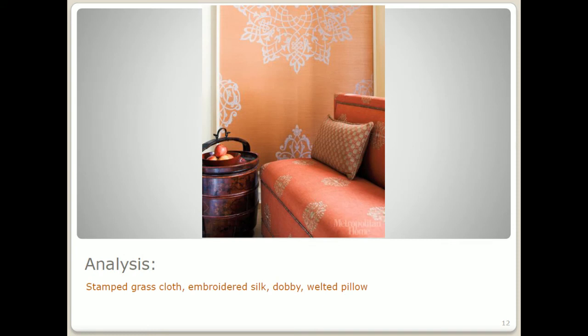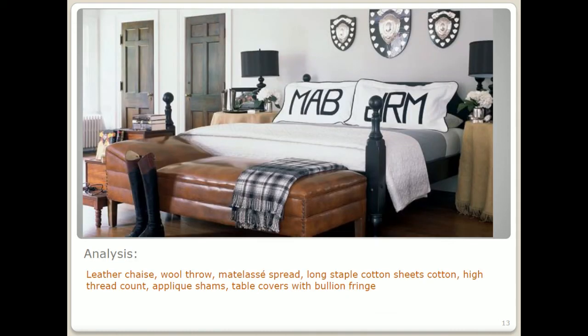So here are just a few more examples of grass cloth that's either been embroidered or stamped. Another bedding ensemble with monogram shams, with a flanged edge, with a welt, with a leather chaise at the base, with a wool throw and a fringed edge, a matelassé coverlet. So you're going to be able to know these general terms and to use them in practice.